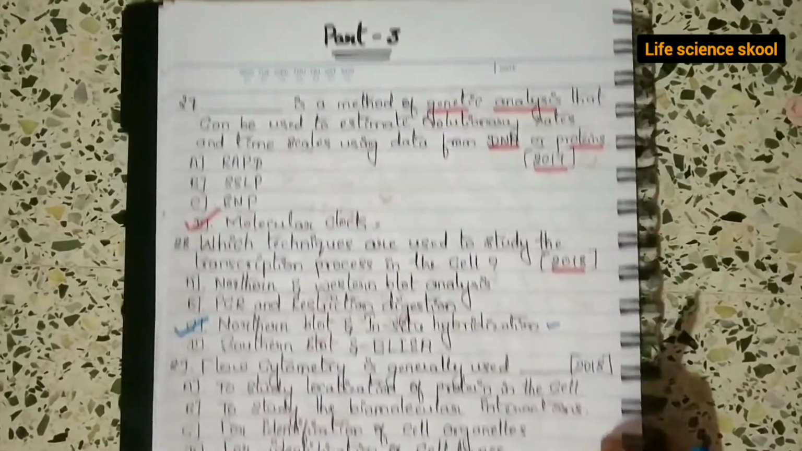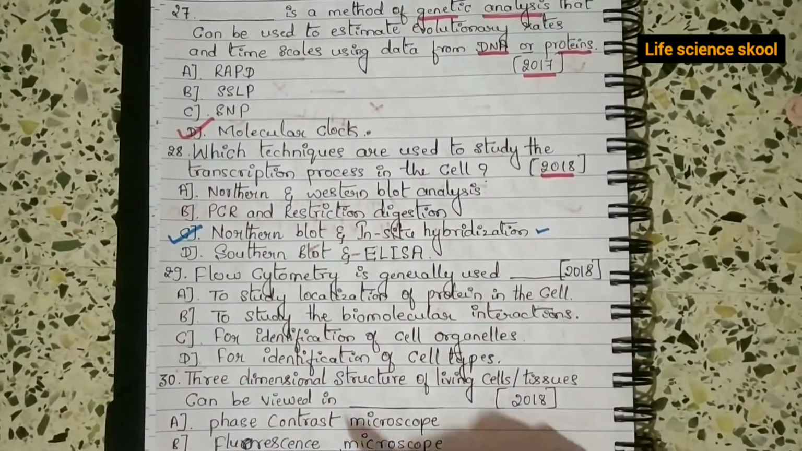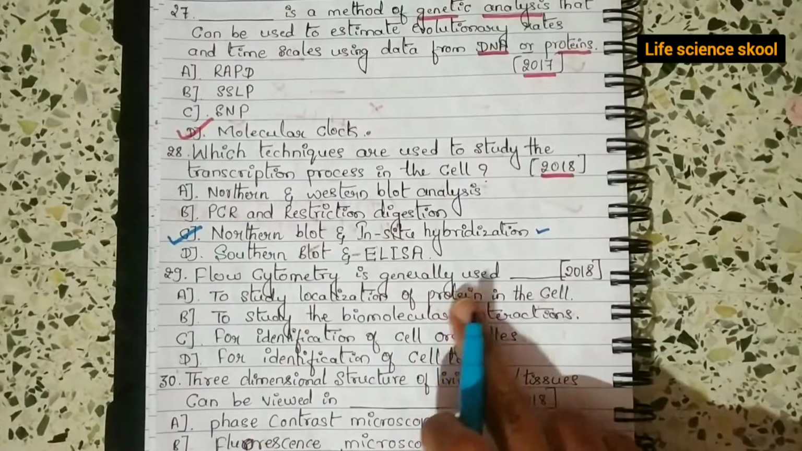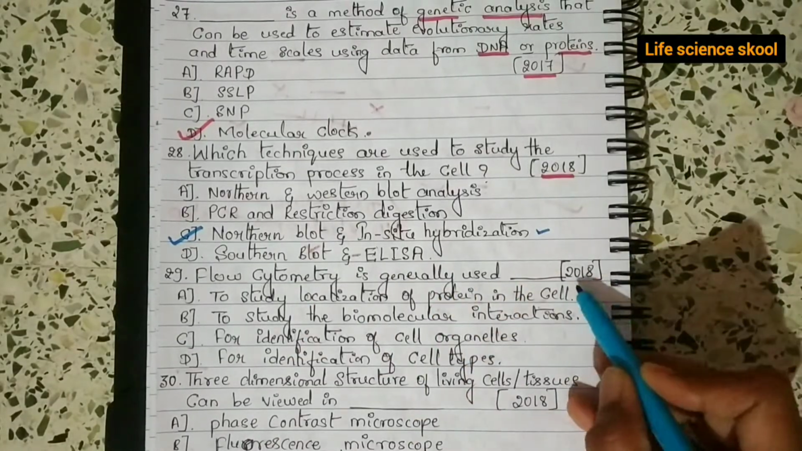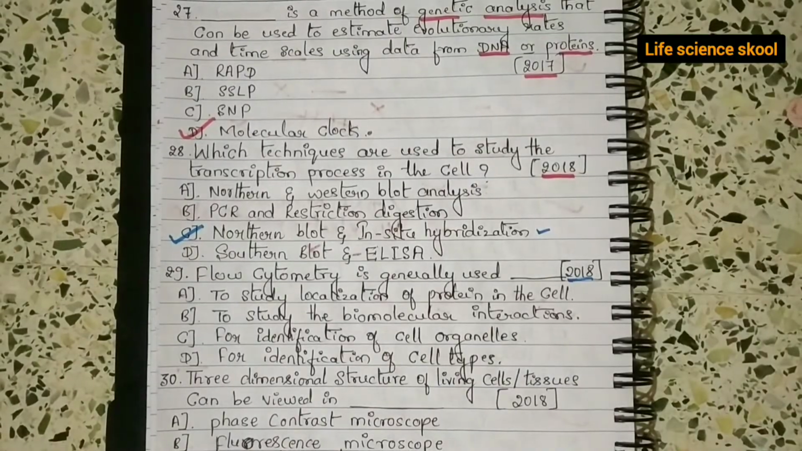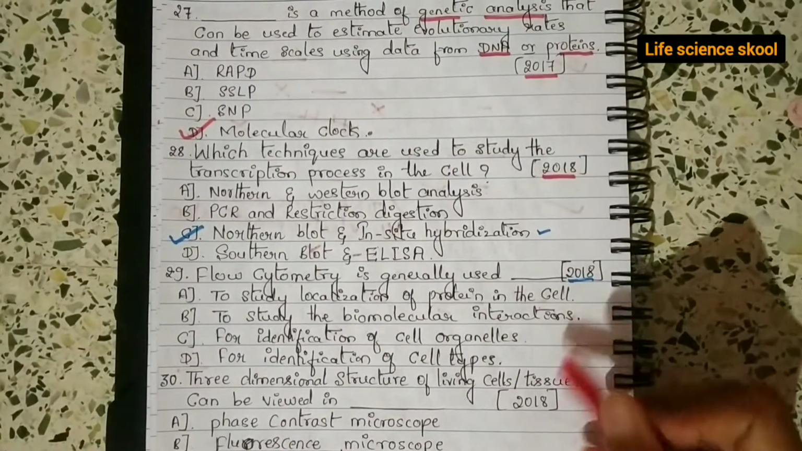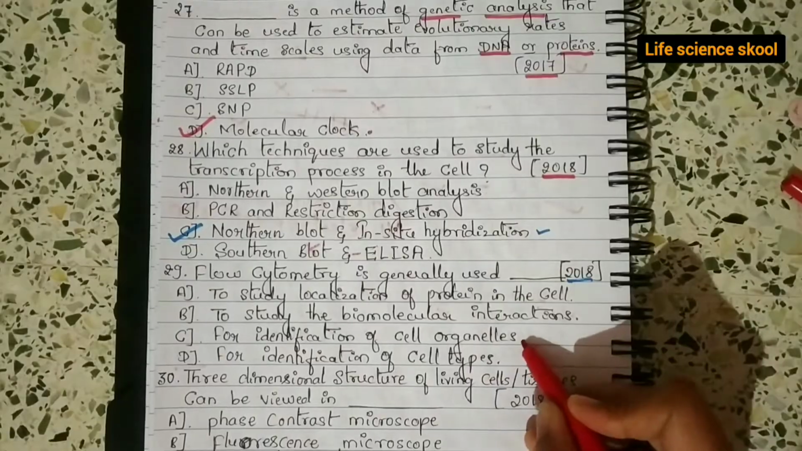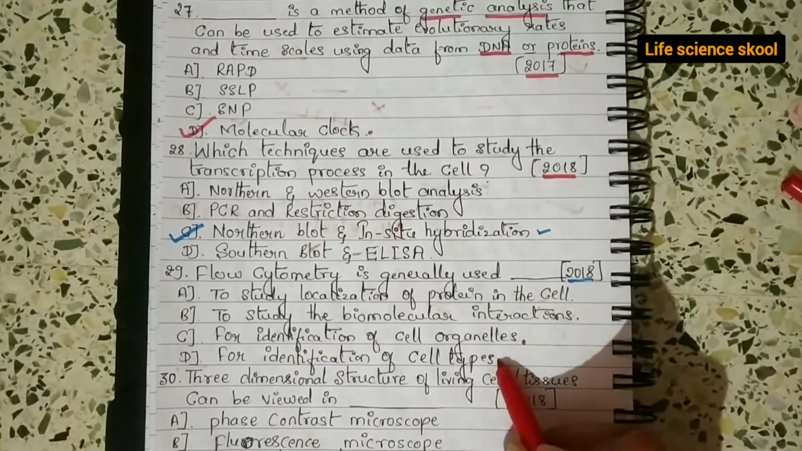Now let us move on to the next question here. Flow cytometry is generally used dash, which was asked in the year 2018. Option A, to study localization of protein in the cell. Option B, to study biomolecular interaction. Option C, for identification of cell organelles. Option D, for identification of cell types.